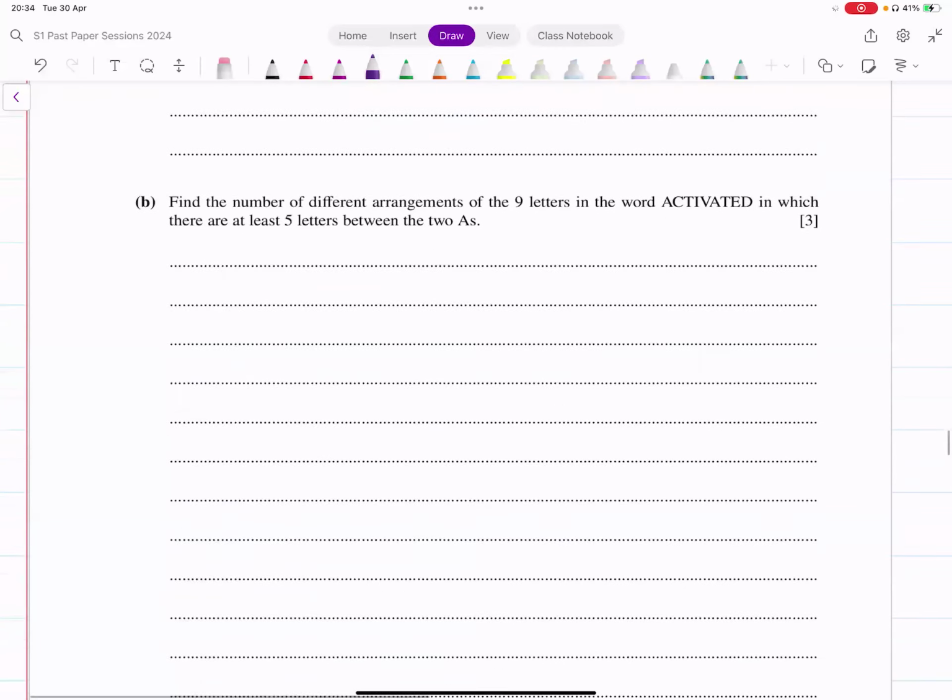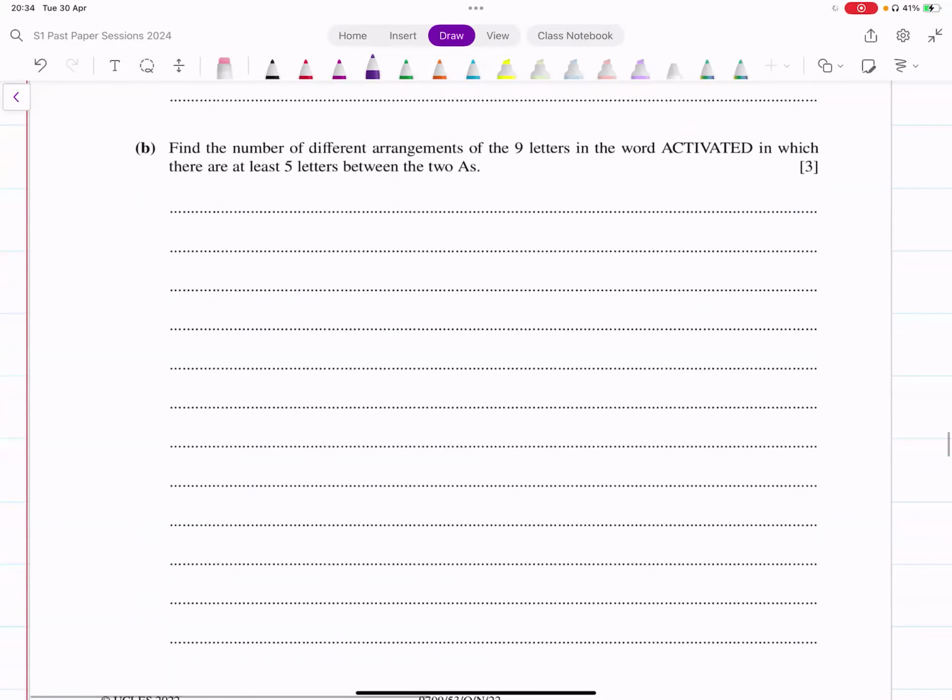Now it says, find the number of different arrangements of the 9 letters in the word activated in which there are at least 5 letters between the 2 A's. That means there could be more than 5 as well. So you have to consider the possibility that there are more than 5 letters between the A's. But there have to be at least 5.